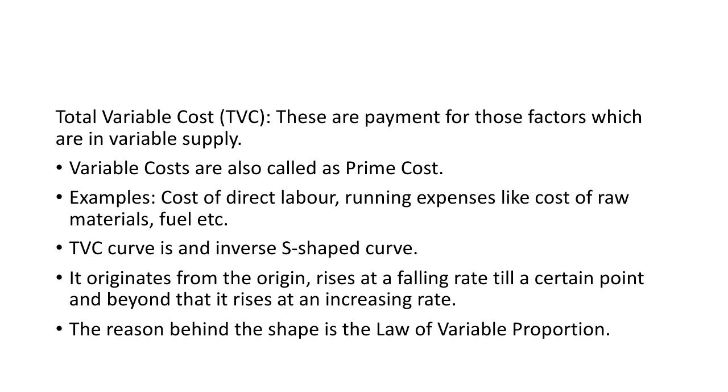Next we will see the total variable cost. The total variable cost, or TVC, is the payment for those factors which are in variable supply. So whatever payments are made for the variable factors while hiring them for the production of a commodity are the total variable cost. These variable costs are also called prime cost. Some examples are the cost of direct labor and running expenses like the cost of raw materials, fuel, etc.